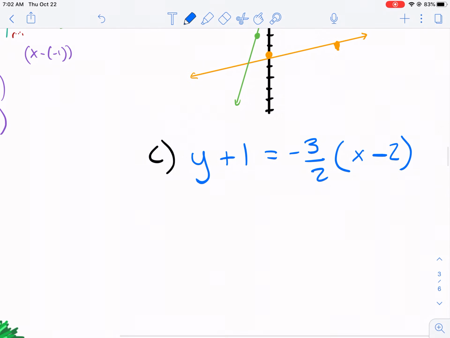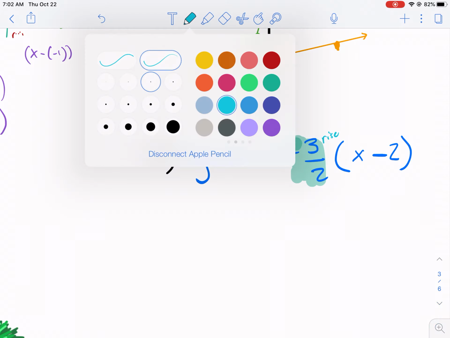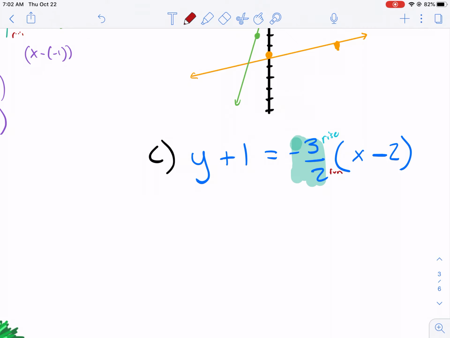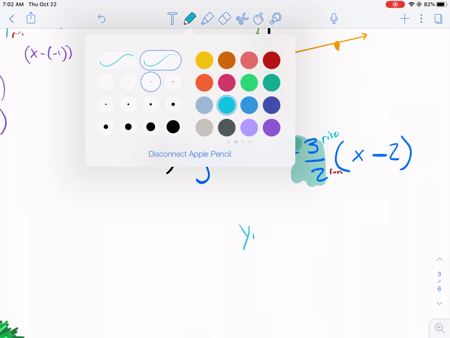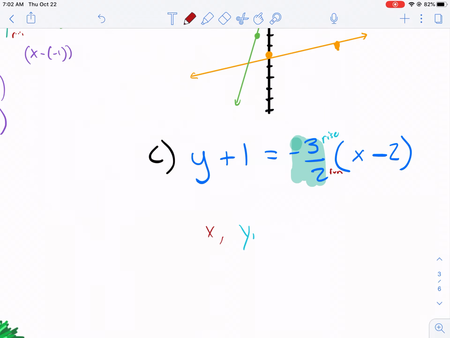So here we have y plus 1 equals negative 3 over 2, and then x minus 2. Okay, what do I do here? Well, this is obviously in point-slope form. I need to identify my slope. There it is. It's negative 3 over 2. The top number is going to be the rise, and then we have my run. Okay, and now I have to identify my x1. I always do it backwards. And my y1. Okay, so that's going to be my point.